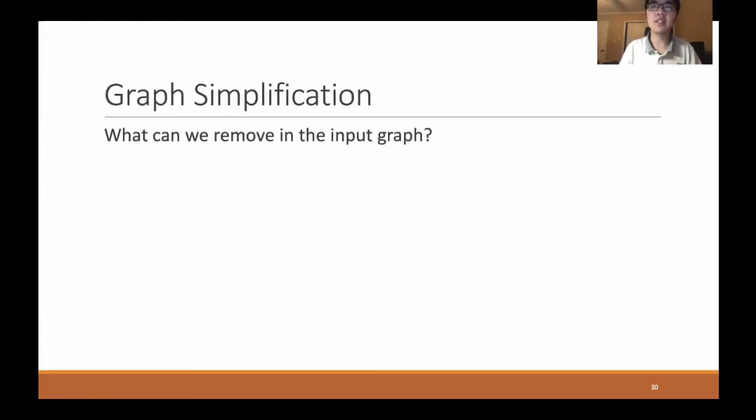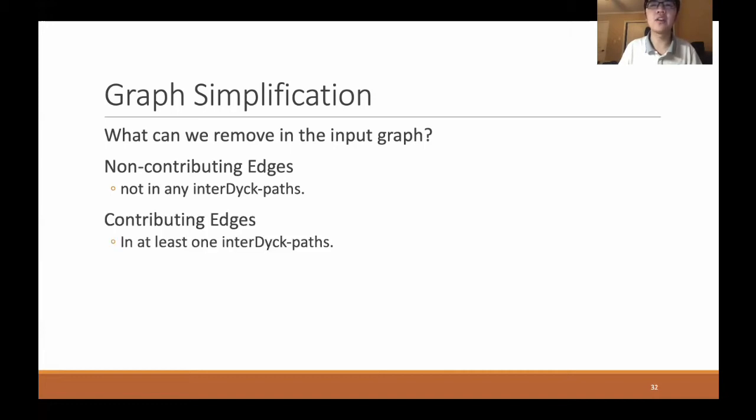So how can we simplify the input graphs without affecting the InterDyck reachability result? What can we remove safely? The key insight is that if an edge is not involved in any InterDyck path, we can remove this edge without changing the InterDyck reachability result. We call this kind of removable edges non-contributing edges. If an edge is in at least one InterDyck path, we call it a contributing edge.